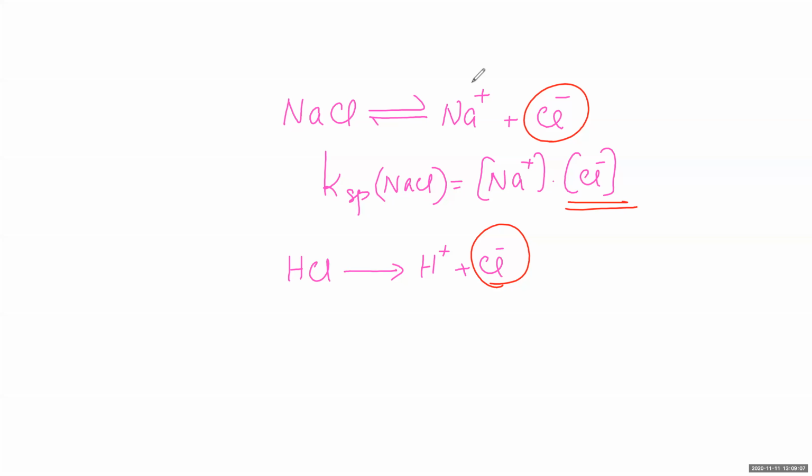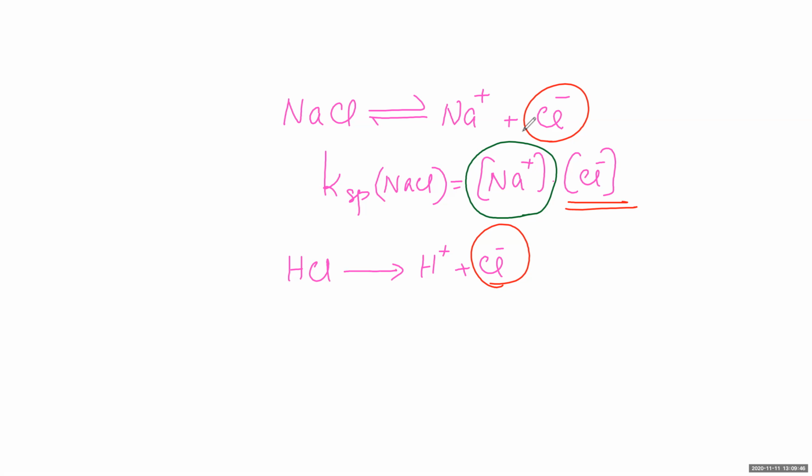So to keep the solubility product of sodium chloride a constant, the concentration of Na+ is to be decreased. The product should be a constant. The concentration of Na+ times the concentration of Cl-, that should be a constant at constant temperature. And we are passing HCl. When HCl is passed, more Cl- ions are produced. So the total concentration of Cl- increases.